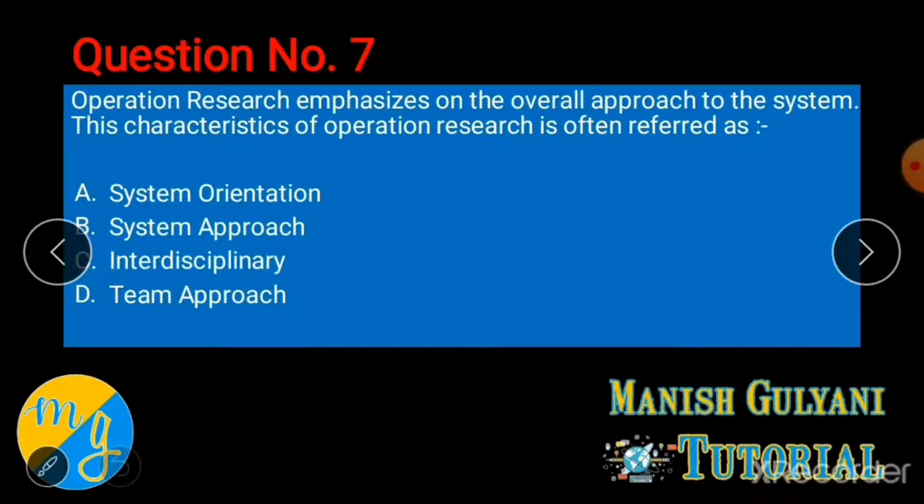Means it's not a layman approach. From my point of view, if I think this answer is the best answer, so I have to choose this answer, OR is not about all that. Under OR you have to use various mathematical tools and techniques. By using them you have to convert your real problem into an artificial problem, means a mathematical problem, then solutions are derived. That's why it's called scientific approach.